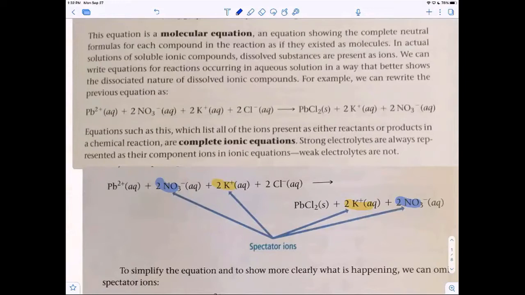And this gives you lots and lots of information. So in this complete ionic equation, you have the lead 2+ ion in the aqueous phase, and 2 nitrate anions in the aqueous phase, plus 2 potassium ions in the aqueous phase, and 2 chloride anions in the aqueous phase, yields the lead chloride precipitate plus 2 potassium ions aqueous and 2 nitrate anions aqueous.